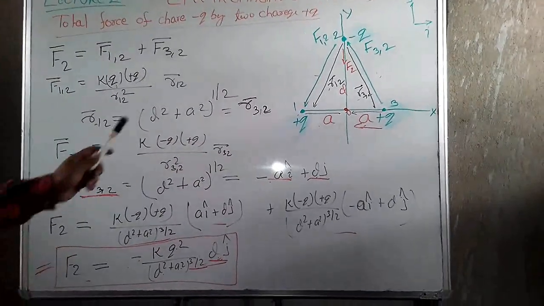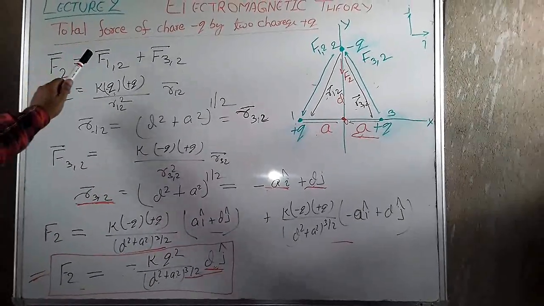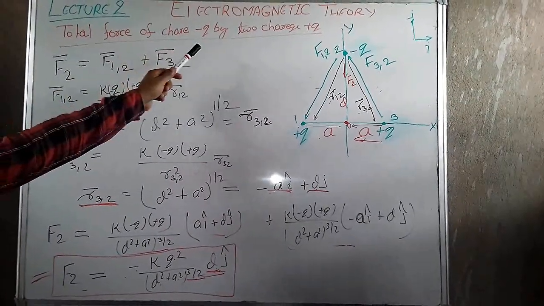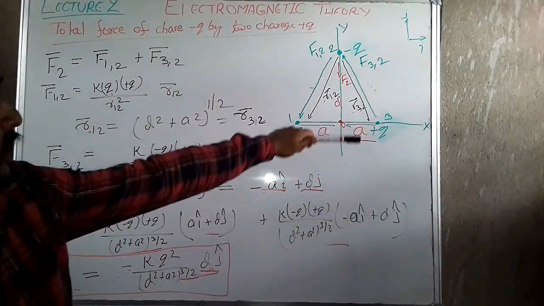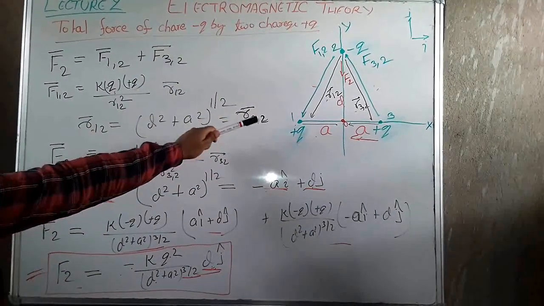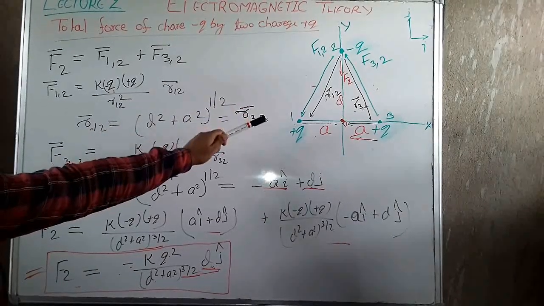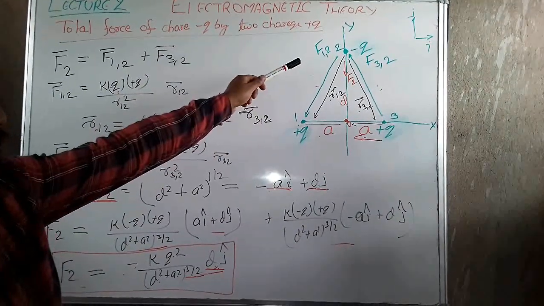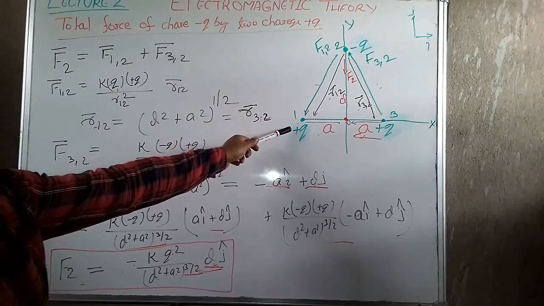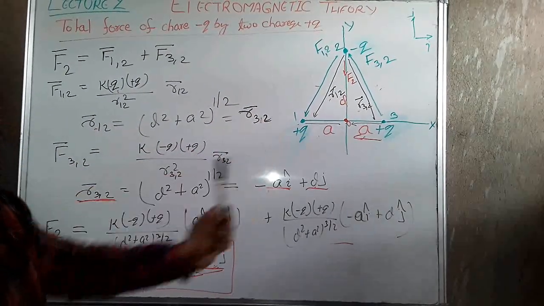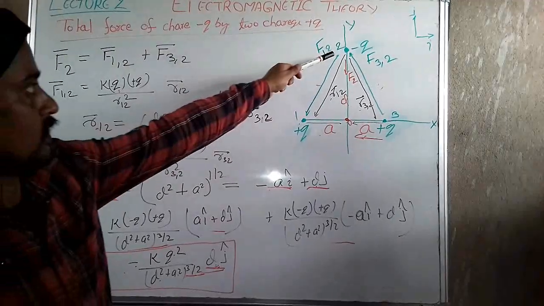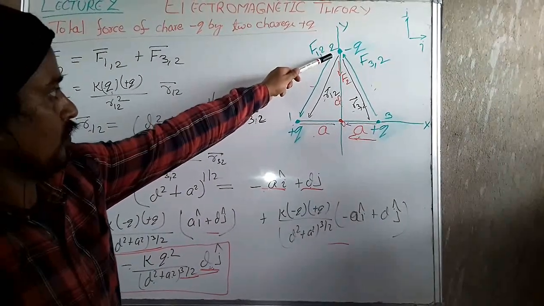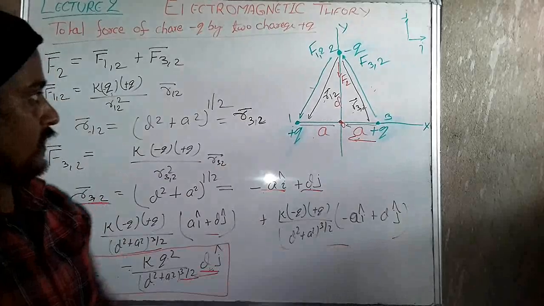So we will derive the total force on a charge minus Q by two opposite charges. There are points 1, 2 and 3. On these 3 points there are 3 charges placed. Point 2 has minus Q charge, point 1 plus Q and point 3 plus Q. So we will derive the total force on charge minus Q by these 2 charges.